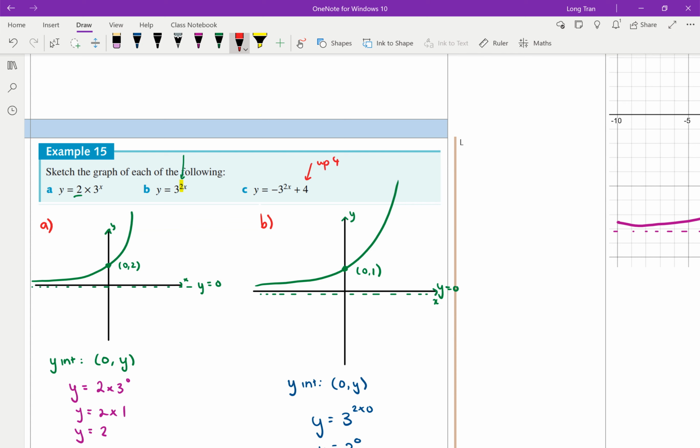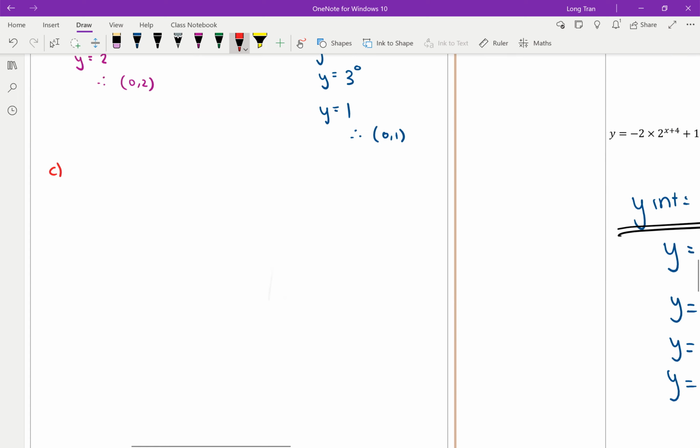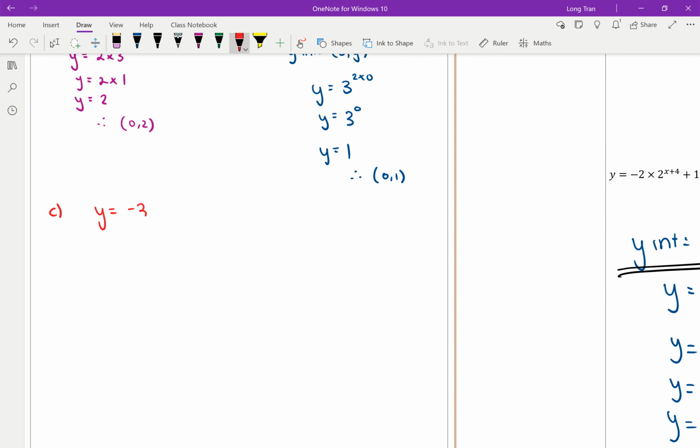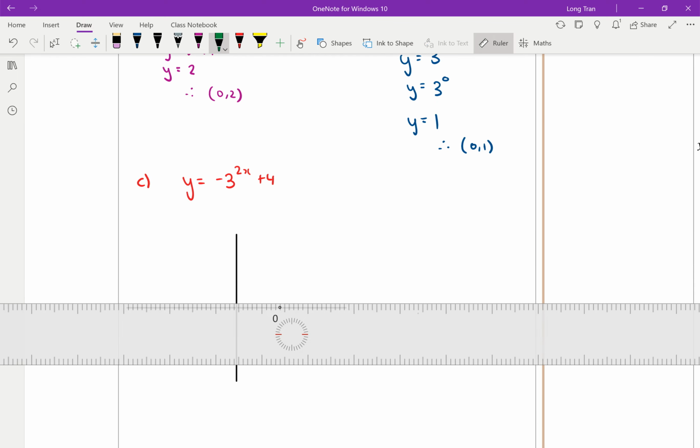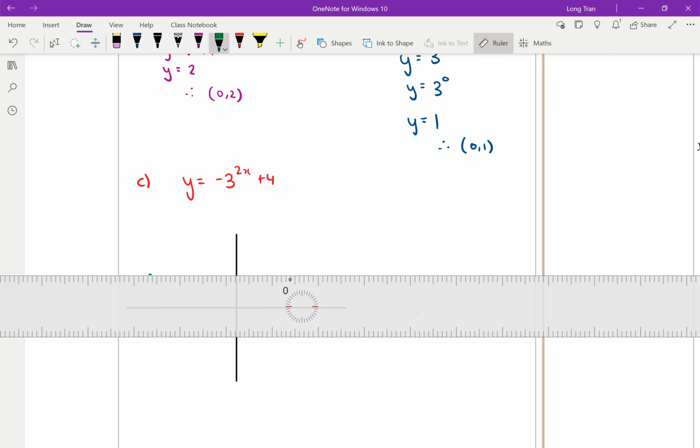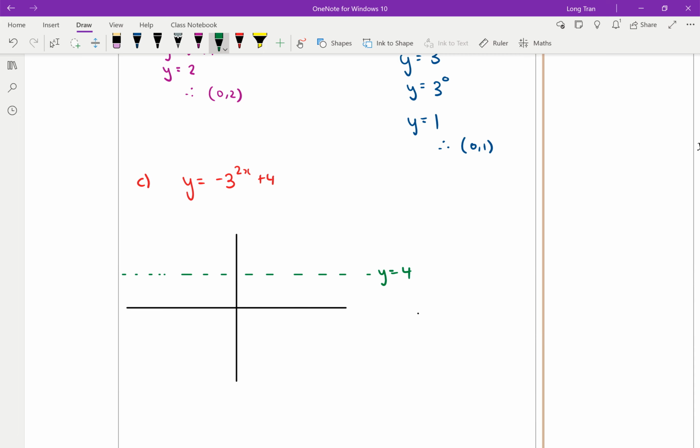So the asymptote moves up by 4 now. There is a negative, so reflect in the x-axis. And that's about it. So all right, we've got y equals negative 3 to the power of 2x plus 4. What does the shape of the graph look like? Let's do it again. So I'm just going to draw out my shape. Here we go. We know that the asymptote has moved up by 4, so I'm just going to do this, up by 4. I'm going to label it y equals 4, and there's a reflection, and I also need to know the y-intercept. So y-intercept is when x is 0.